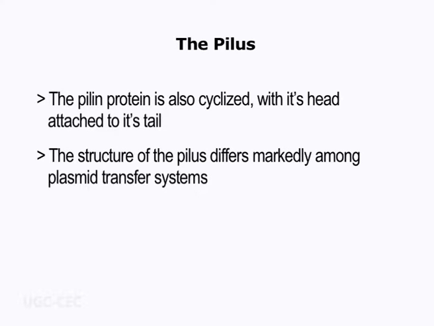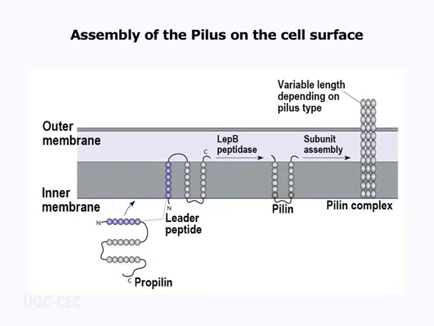The structure of the pilus is observed to vary widely among the different transfer systems. So here you can see that this pilus is being synthesized as a propilin component, and this propilin component has got a leader peptide in the N-terminal region, and this leader peptide is chopped up by a LepB peptidase that chops up the signal during the transfer through the inner membrane, and later on these pilin proteins are assembled together to form a pilin complex.